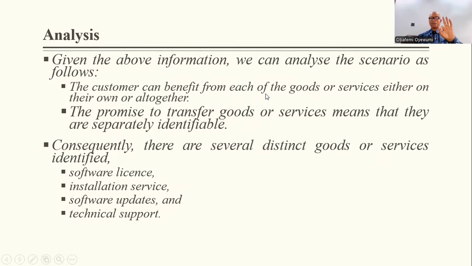The customer can benefit from each of the goods or services, either on their own or all together. The promise to transfer the goods or services means that they can be separately identified. And so consequently, there are several distinct goods or services in this particular contract. Number one, the software license. Of course, you know that for you to use software that has been developed by whoever, you must have a license. So the software license is number one. Number two, there must also be installation. When you get a license, the company is installing. So that's another service.